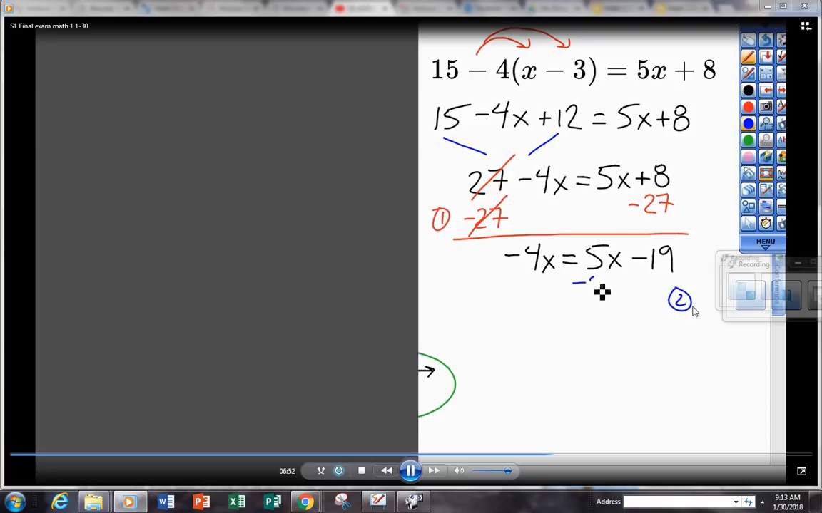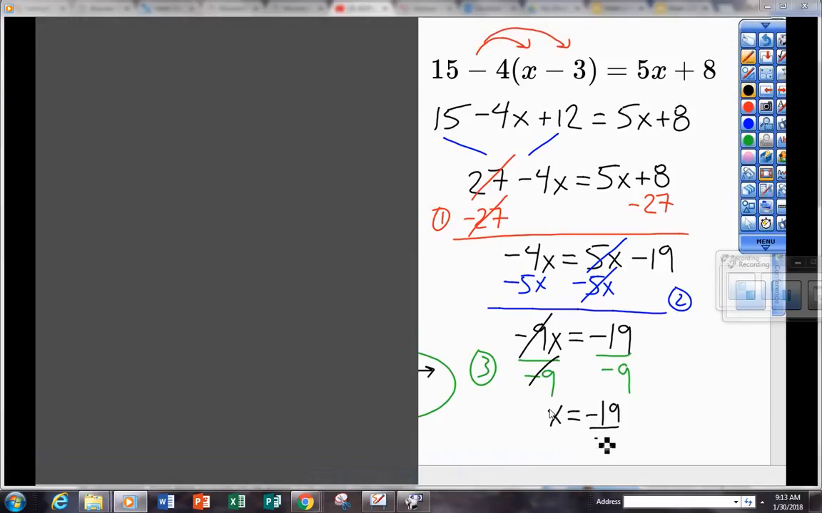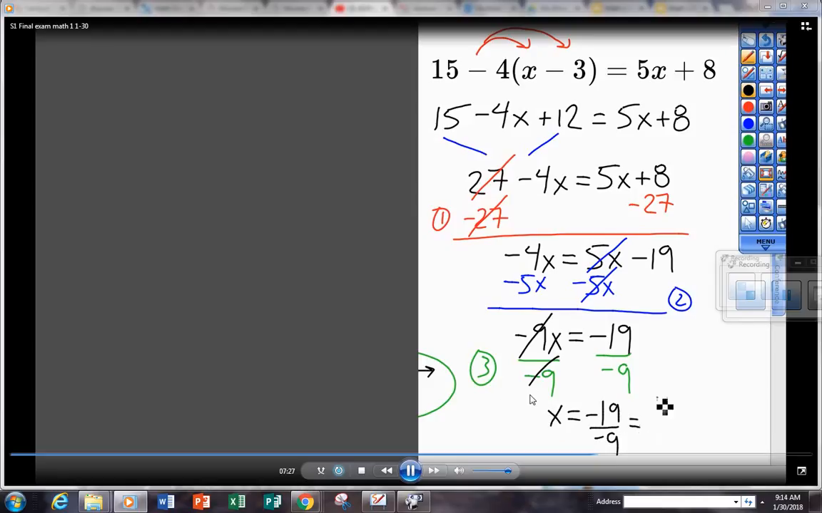Second step, stay on this side. Get rid of the x term by subtracting 5x on both sides. That gives me negative 9x. Use your calculator if you need to. Negative 4 minus 5 is negative 9x equals negative 19. Now the opposite of multiplying by negative 9, dividing by negative 9. Don't just divide by 9 here. Divide by negative 9. A lot of people just divide by 9 right there. Divide by negative 9. Those cancel away. And you get x equals negative 19 over 9. And they're going to simplify that to be positive value.